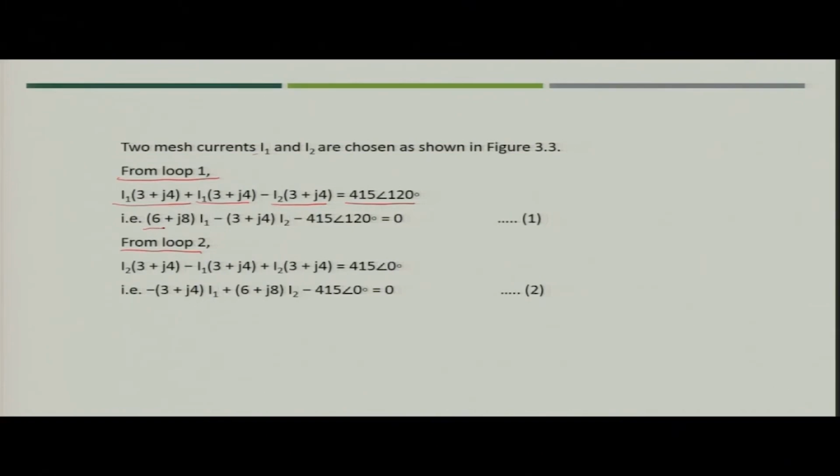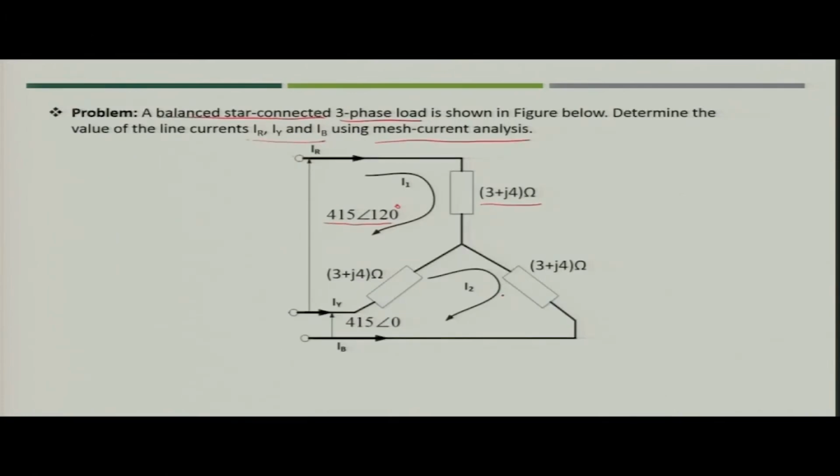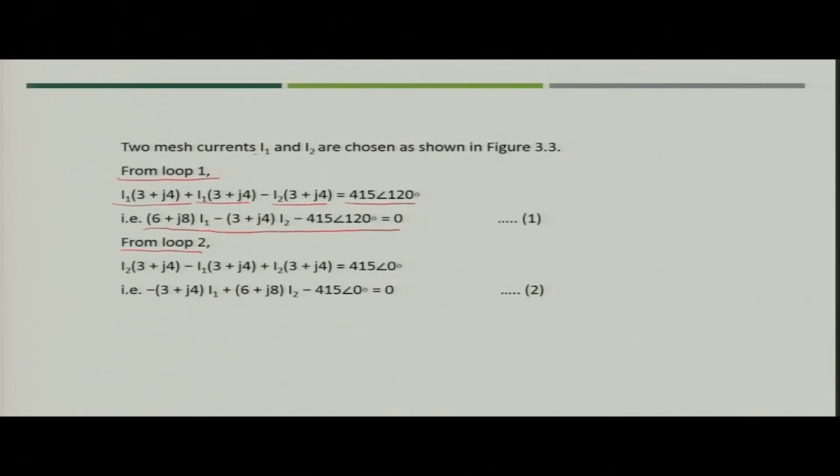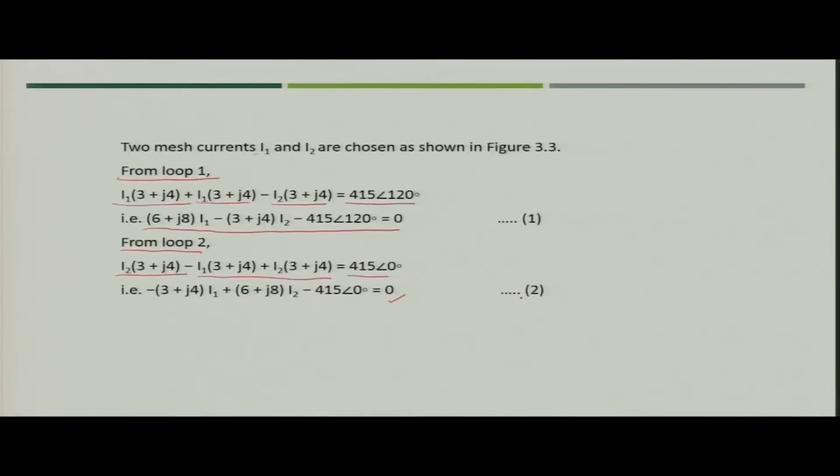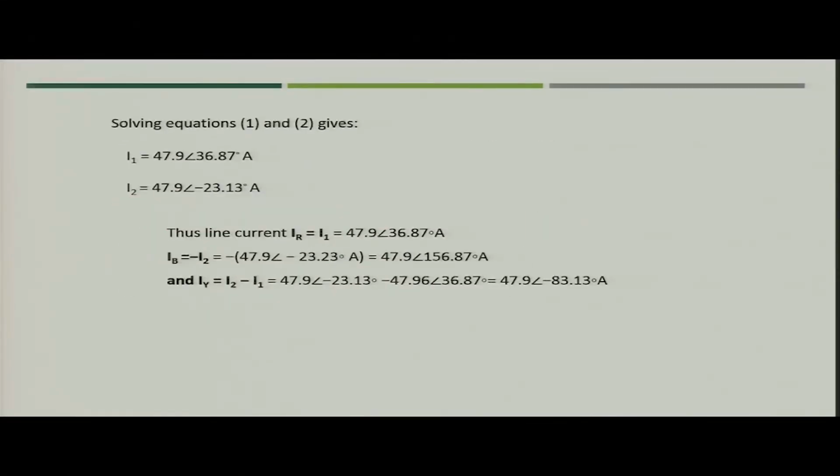If you simplify, you will get this equation. Similarly, for the second loop also, if you write the equation, then for this only I2 is flowing, but for this the current is I2 minus I1. So, you will write again the equation for the second node, and you will get this particular equation. Now, you have both of the equations available. You have to just solve these two equations, and you will get the values for currents I1 and I2.